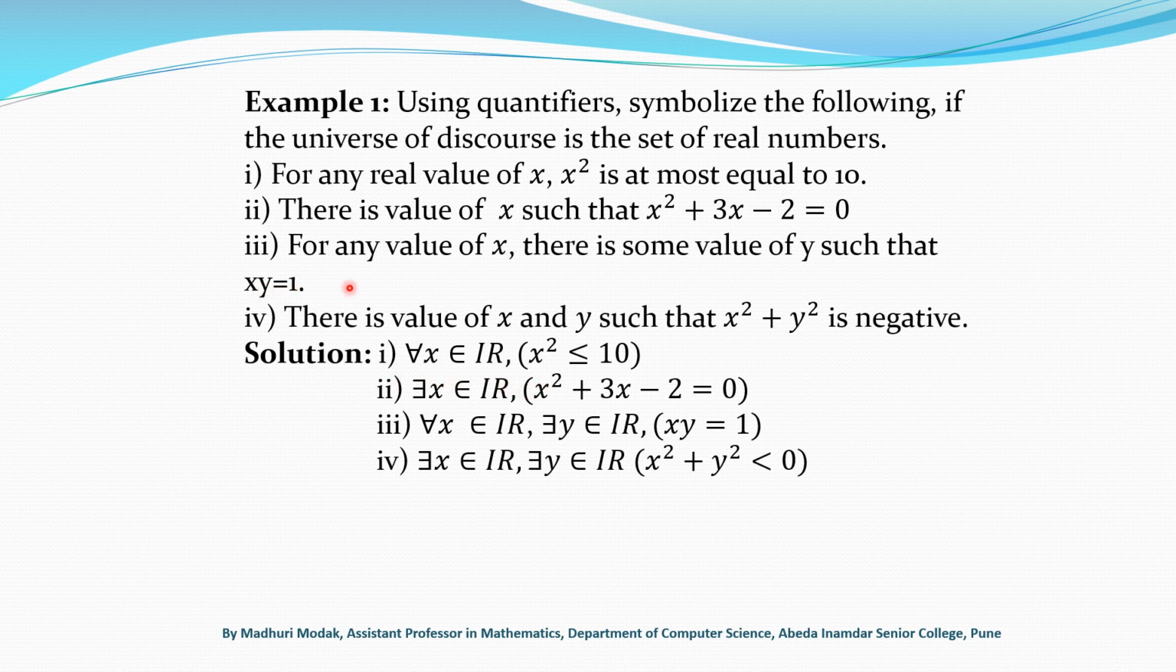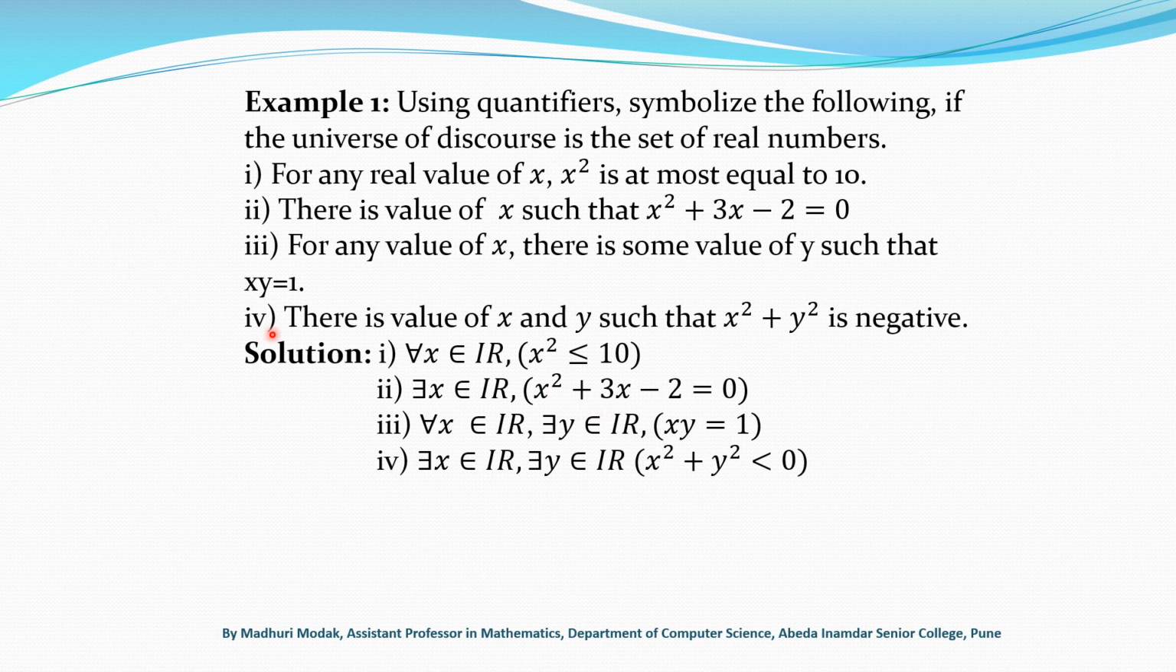Now third, for any value of x there is some value of y such that x into y is equal to 1. Now, for any value of x is for every value of x. So, for x we use the universal quantifier. There is some value of y means existence of y. So, we use here there exists y in R. And what is given about x and y? x into y is equal to 1. That we have written inside the bracket.